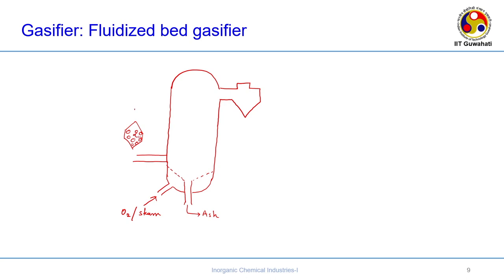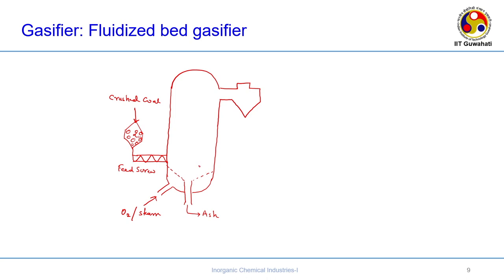So this is called crushed coal. You have to crush them into a certain size, then only you will feed it. Why? Because as the particle size is smaller, more will be the mixing, more will be the rate of reaction. So you have the crushed coal, and while it is sent out here, it goes through a screw conveyor. This is called a feed screw.